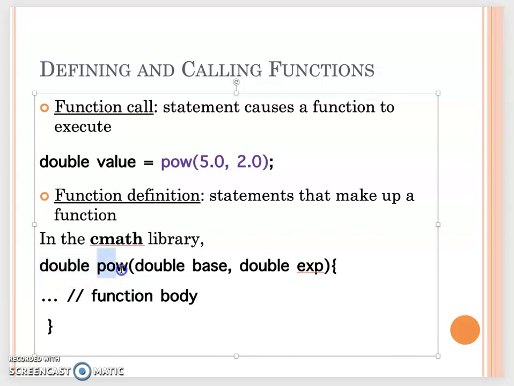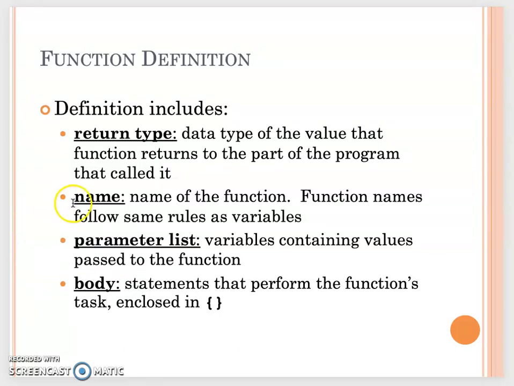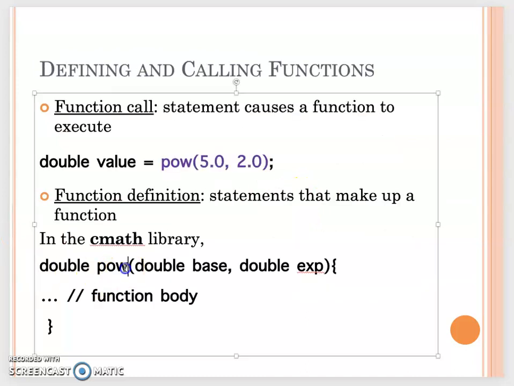Then the second one is the function name. The function name follows the same rules as a variable name. Like we said, the variable name cannot be a keyword and cannot start with a number. So all the rules are the same. Of course, the function name should be unique as well.